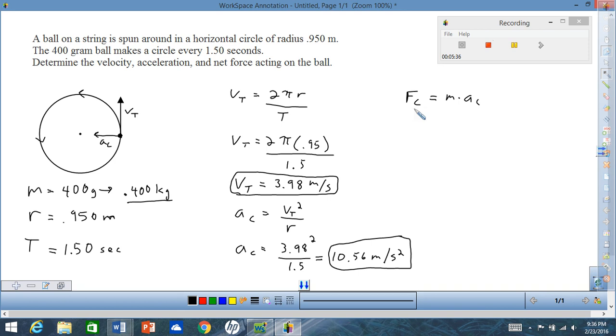And so that will be found from F net equals m times a, or Fc equals m times ac, since the net force is the centripetal force and the acceleration is the centripetal acceleration. So Fc equals mass 0.4, and again our previous answer, 10.56. And so the centripetal force comes out to be something around 4.2 newtons.